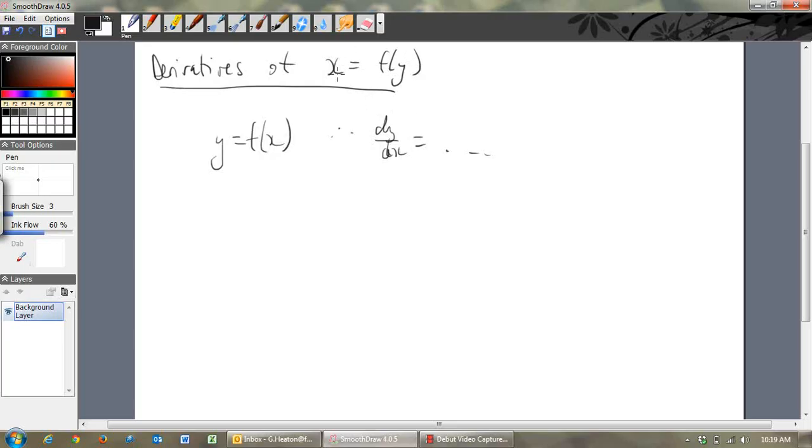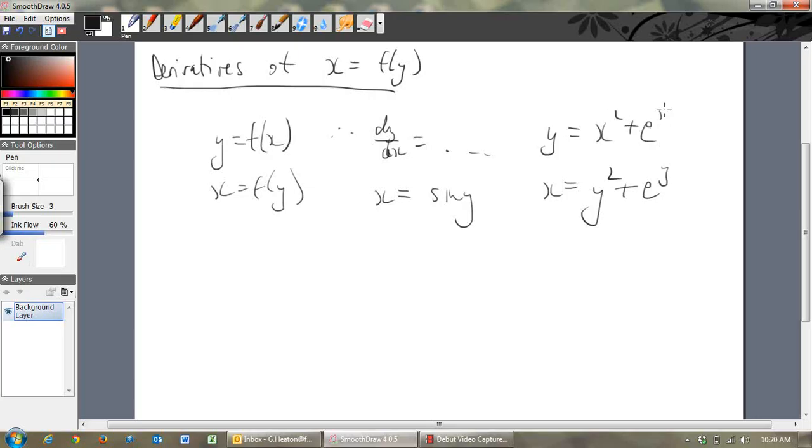What we're doing now is the other way around, when we've got x as some function of y. In other words, something like x equals sine y, or x equals y squared plus e to the power y, things like that. Can you see how this is very different to y equals x squared plus e to the x? So this is what we've done up until now. This is what we're going to look at now.